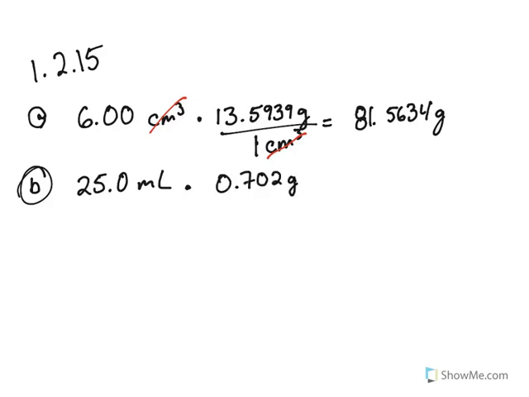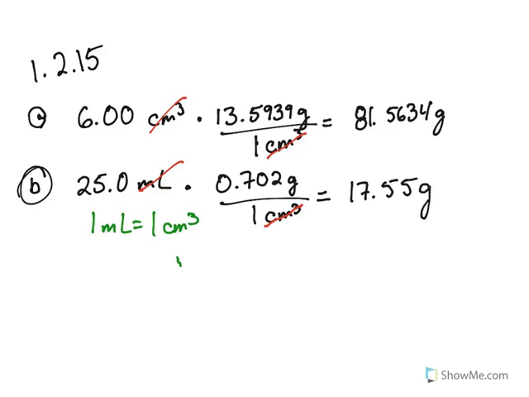For part B, it wants to know 25 milliliters of octane, which has a density of 0.702 grams per cubic centimeter. Recall from our work with our conversion factors that a milliliter and a cubic centimeter are equal to each other. So these two, we don't necessarily have to write the conversion factor. We can if we want to, but they are equal to each other, so they're going to cancel out and leave us with grams, and we're going to have 17.55 grams.